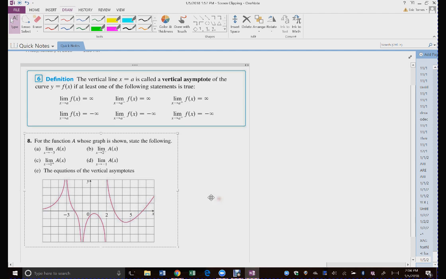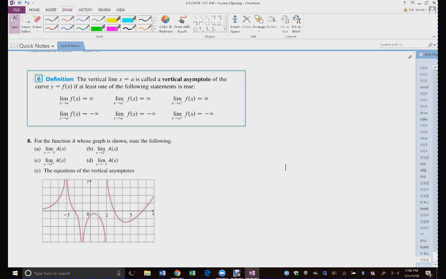Okay, let's look at part A. We have a question: what is the limit, or where is the function a going, as x approaches negative 3? So here's negative 3. As I approach from the left, as I approach from the right, this is both going to positive infinity.